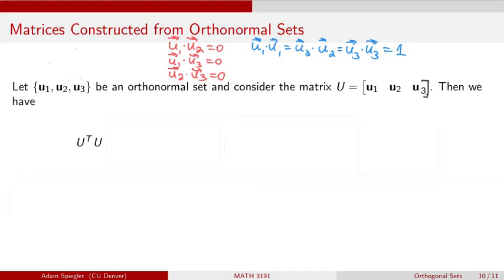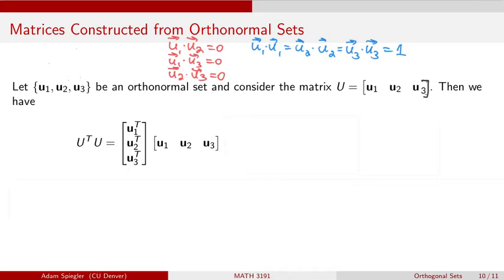And now let's consider a matrix U that we construct by saying each column of the matrix U is going to be a different one of these vectors from this orthonormal set. Then let's consider what happens when I take the matrix product of the transpose of this matrix U and the matrix U itself.